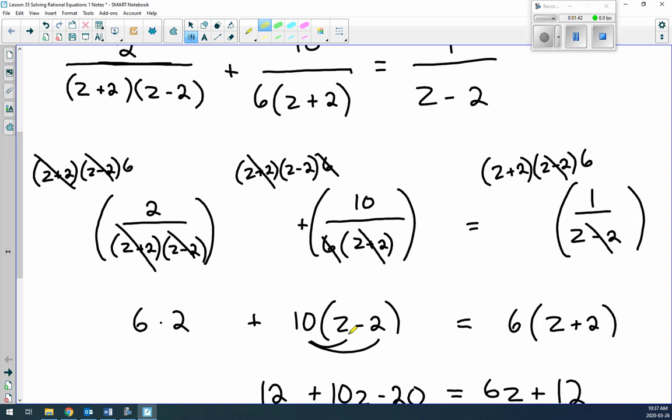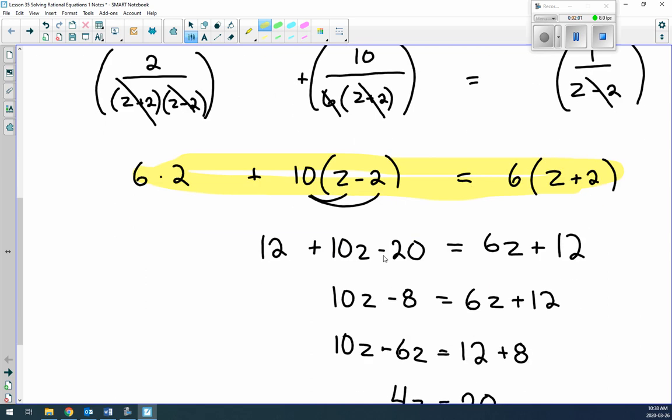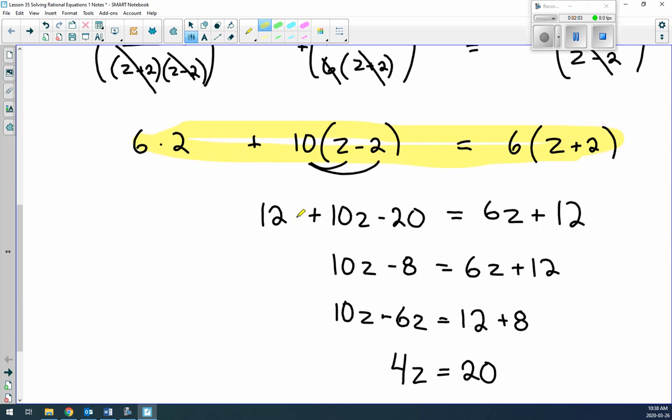Then we do the distributive property. Here, we only take out the z minus 2, so we're left with a 6 and a z plus 2. Since there's a 1 up the top, we just do 6 times z plus 2. Notice this whole line is a single line. There is no denominator, so you know you did it correctly because the denominator disappears. Then 6 times 2 is 12. Distribute the 10 to both of these and we end up with 10z minus 20. And we multiply 6 by z plus 2, so we end up with 6z plus 12.